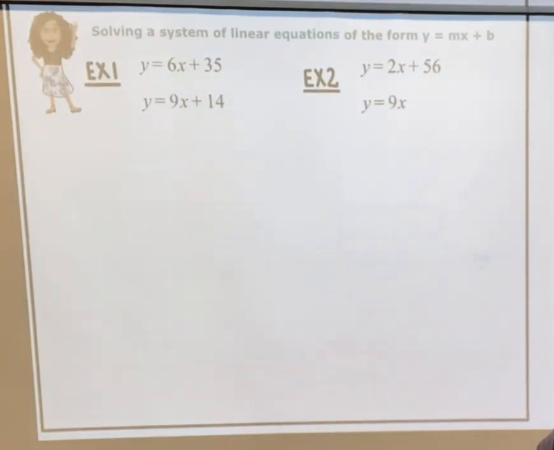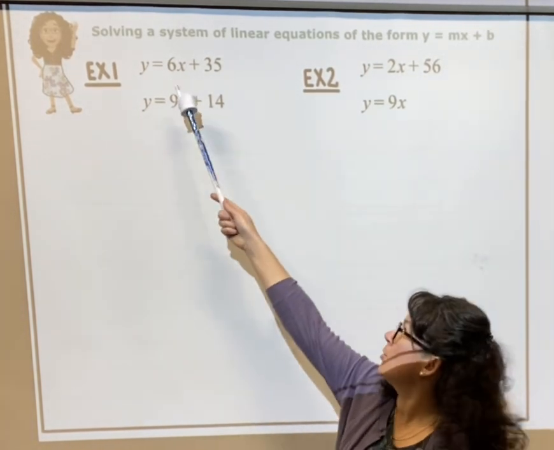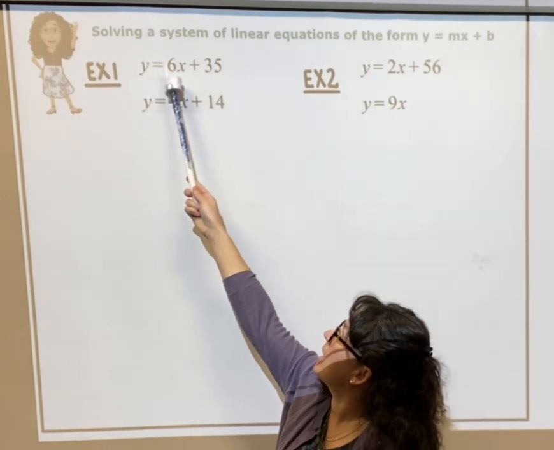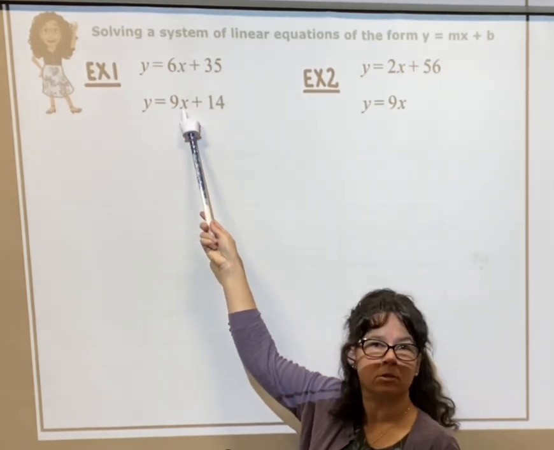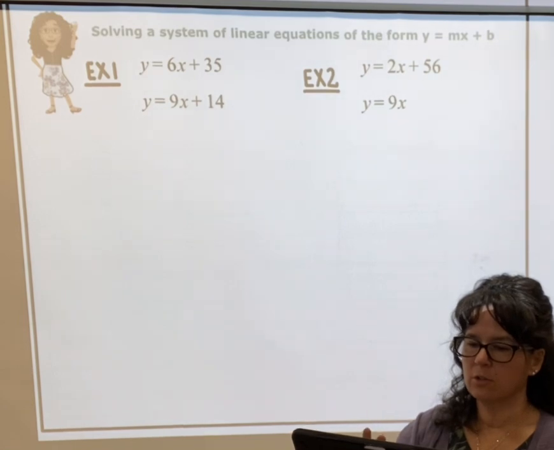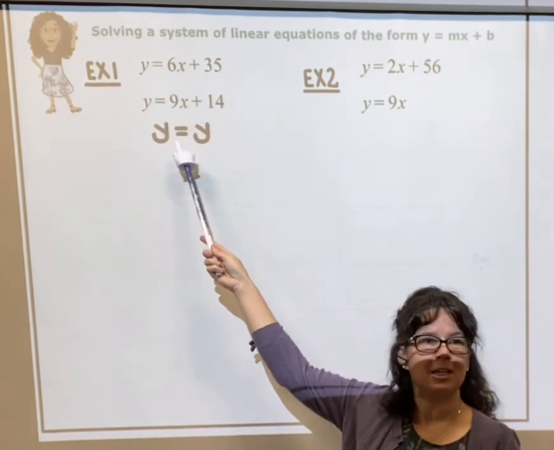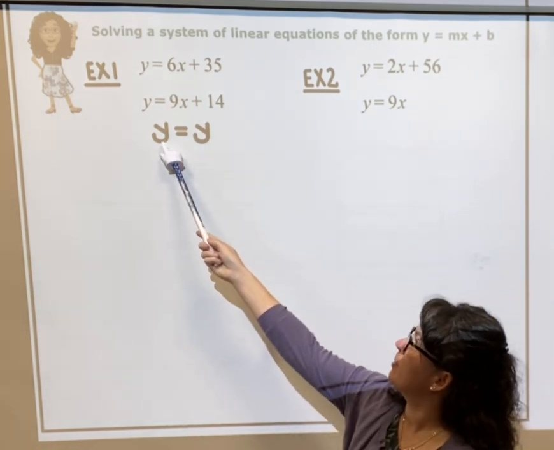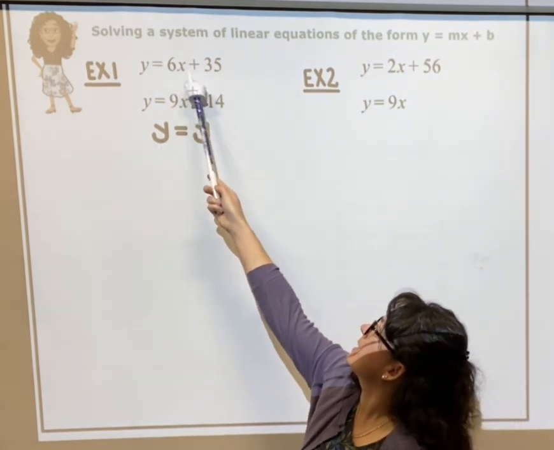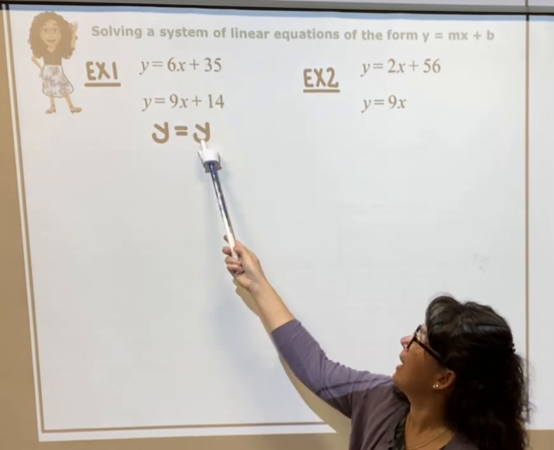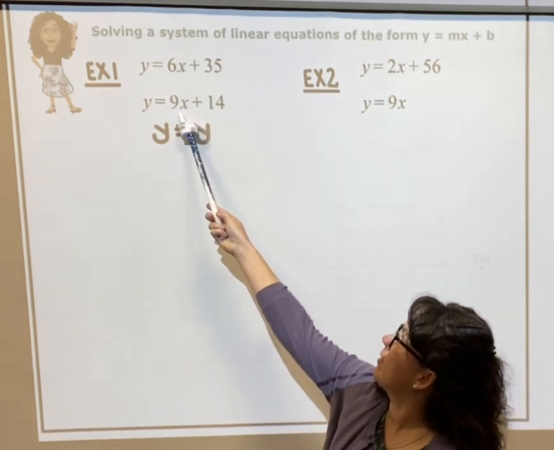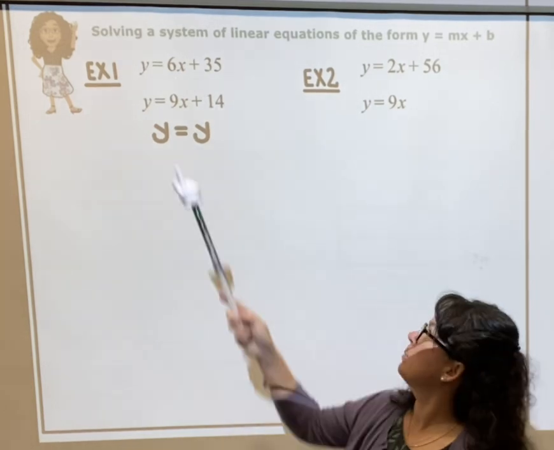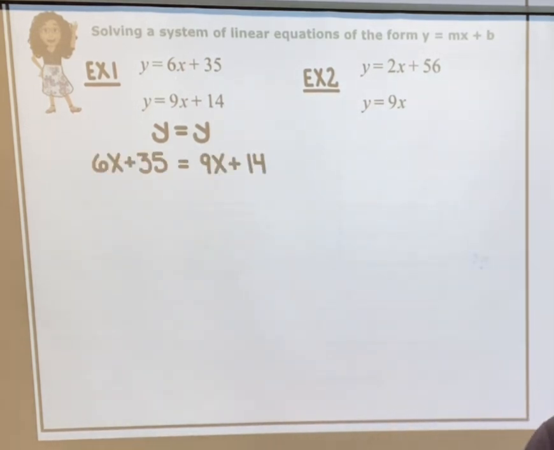Okay, so if you want to solve this system of equations, notice that both of the equations say y equals and y equals. So what we're going to use is the fact that y is equal to y and then just make a substitution. So I can replace this y with 6x plus 35, and I can replace this y with 9x plus 14. Essentially I'm just setting them equal to each other.